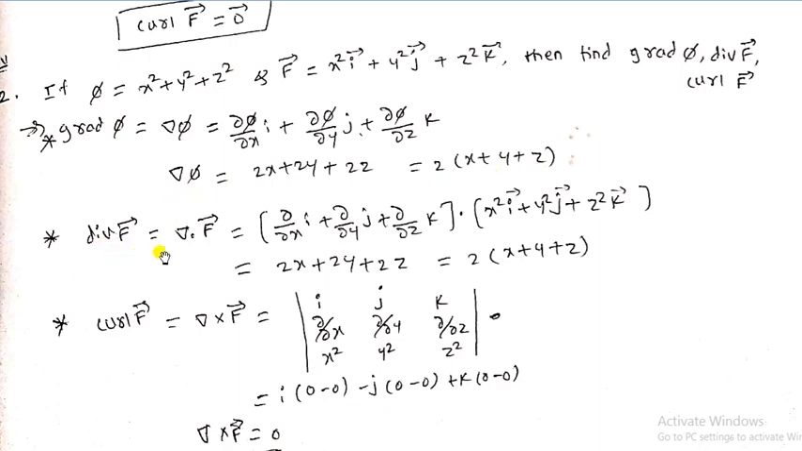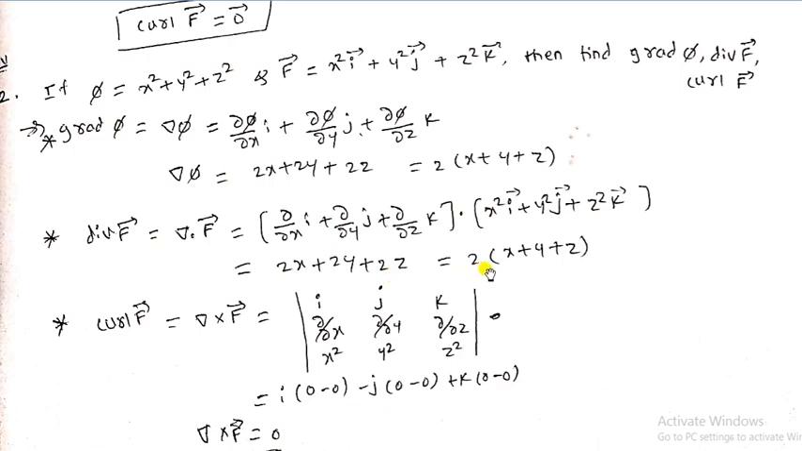Then divergence of f means del dot f, and del is dou by dou x i, dou by dou y j, dou by dou z k, dot vector f, x square i, y square j, z square k. Now apply the dot product: i dot i, j dot j, k dot k is 1. So dou by dou x of x square is 2x, dou by dou y of y square is 2y, and dou by dou z of z square is 2z.